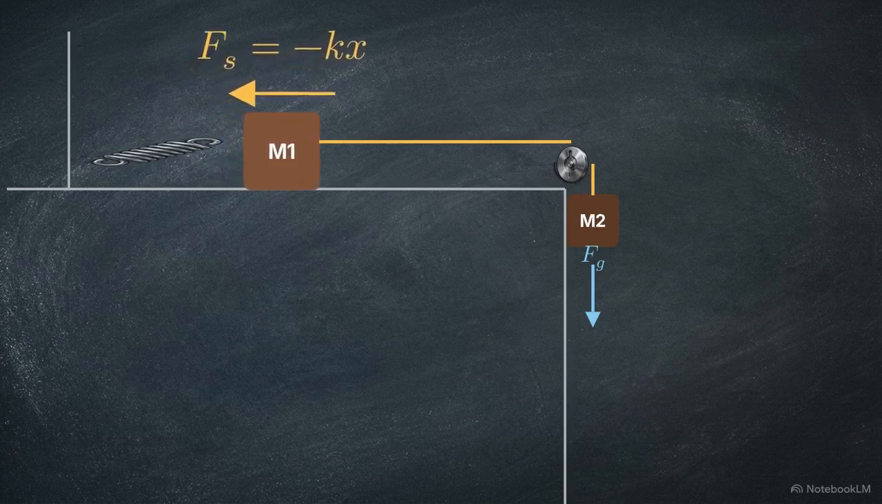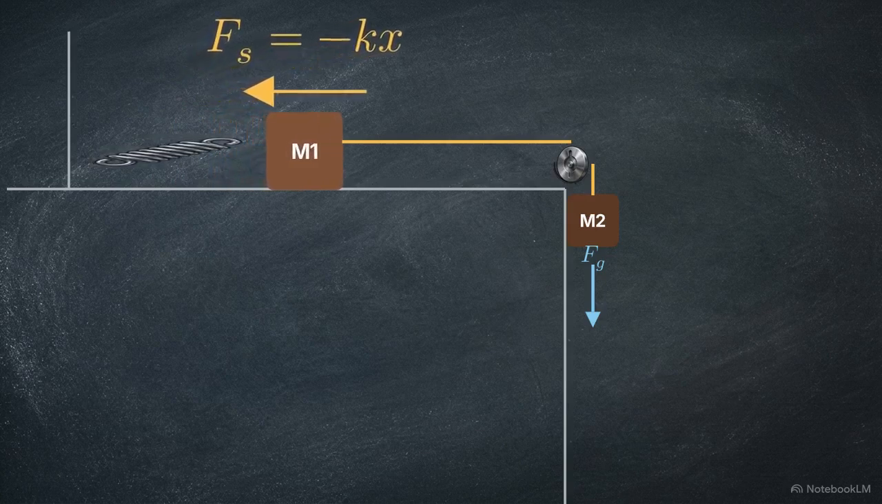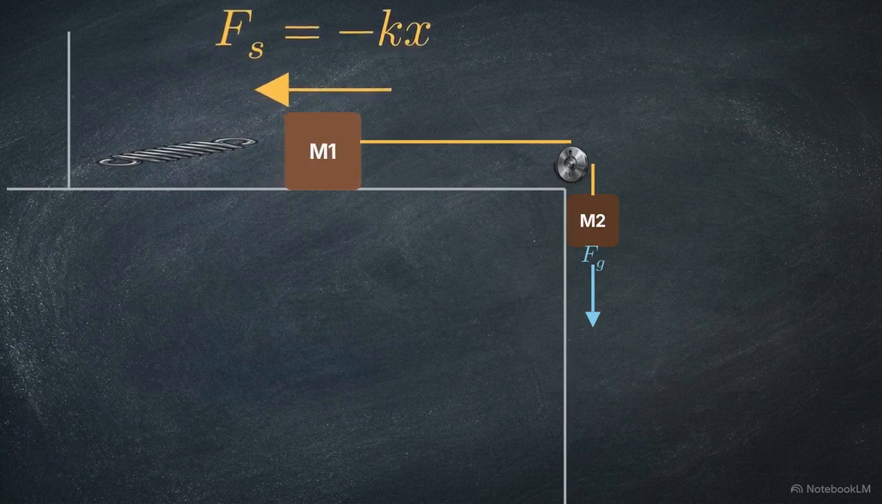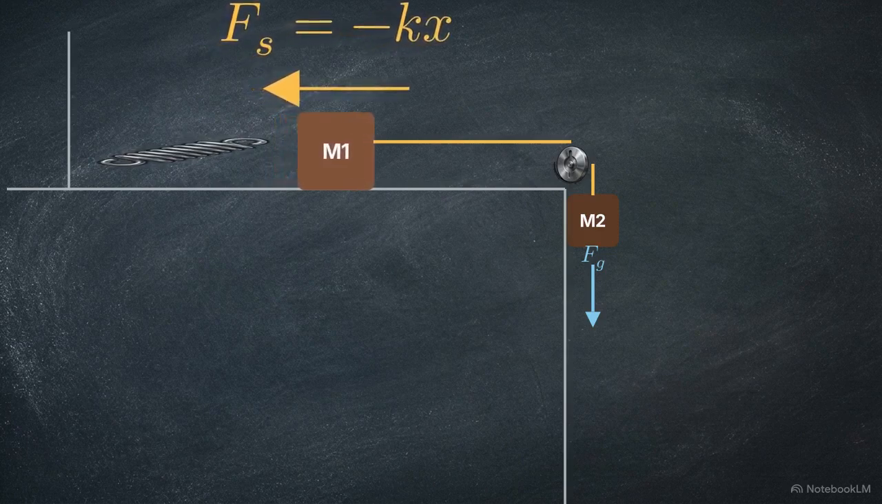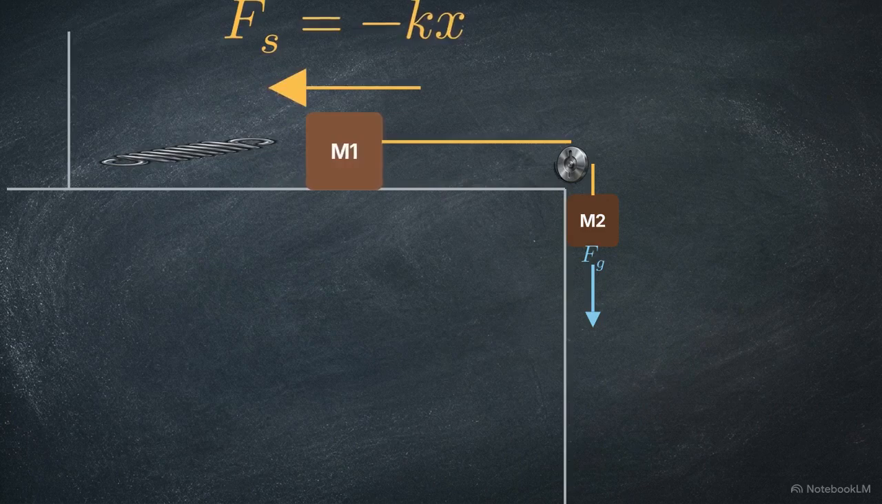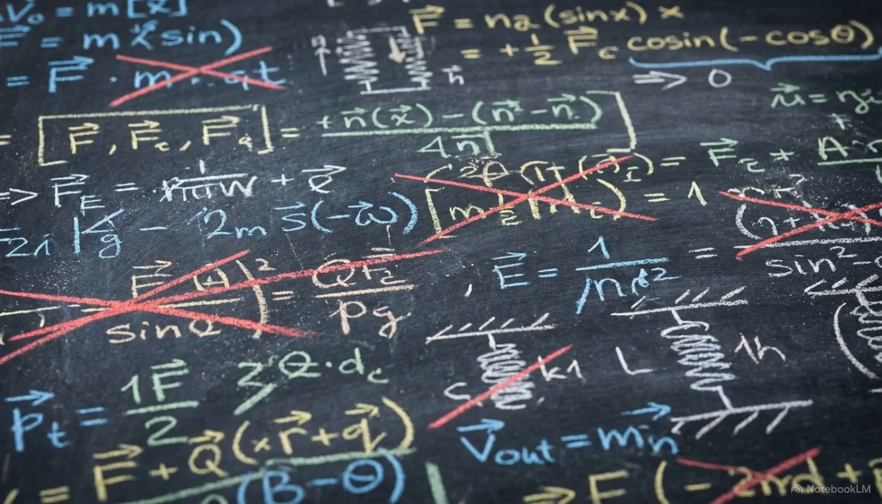But there is a major complication. As m1 moves forward, the spring stretches. According to Hooke's law, the spring fights back, and that counterforce increases constantly the further it gets pulled. To calculate the motion of this block using Newton's laws, we would have to recalculate the exact force and acceleration vectors for every single millimeter it moves.